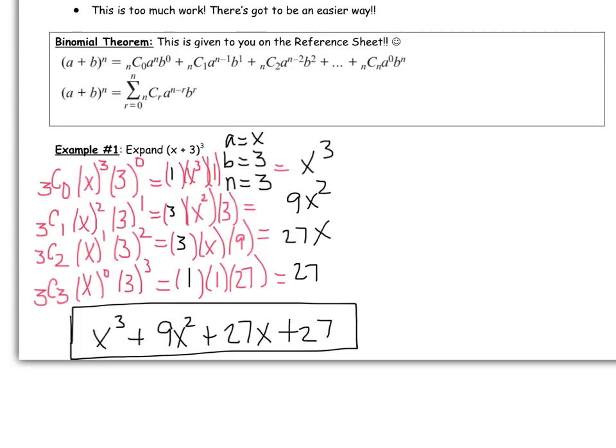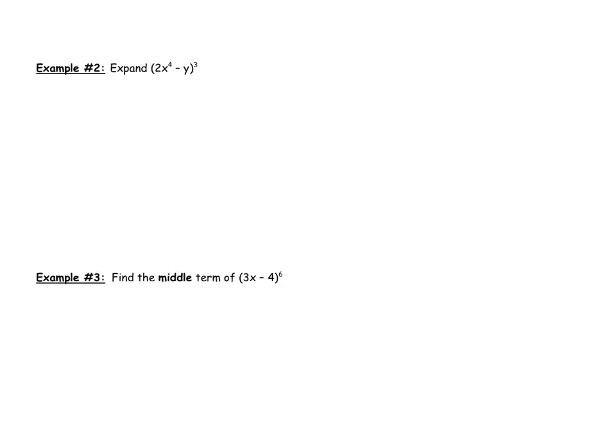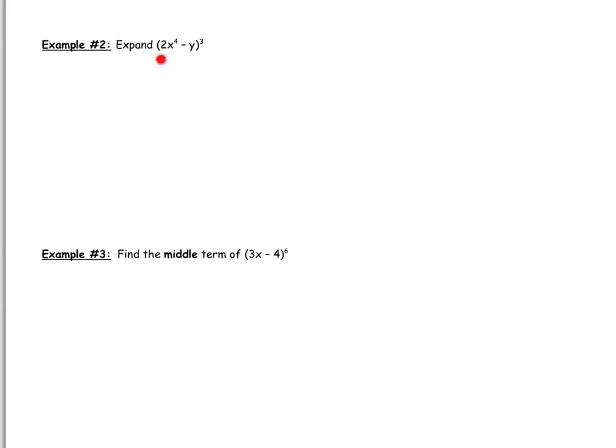So let's try another one. Okay, so I'd like to expand 2x to the fourth minus y to the third power. So just like the last example, we're going to start with the power. So 3c0, 3c1, 3c2, 3c3. You always stop when you're at NCN, when you can't go anymore.